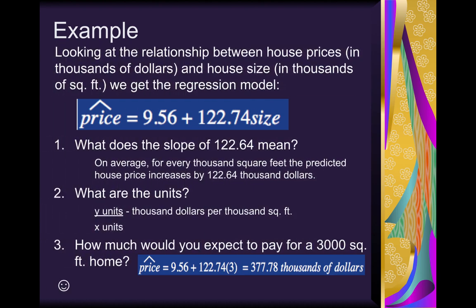Let's look at another example. Looking at the relationship between house prices in thousands of dollars and house size in thousands of square feet, we get the regression model. The predicted price equals 9.56 plus 122.74 times the size. We want to know, what does the slope of 122.64 mean?